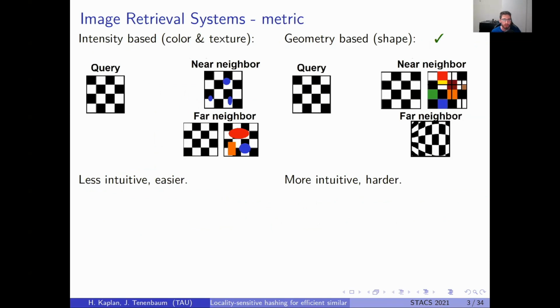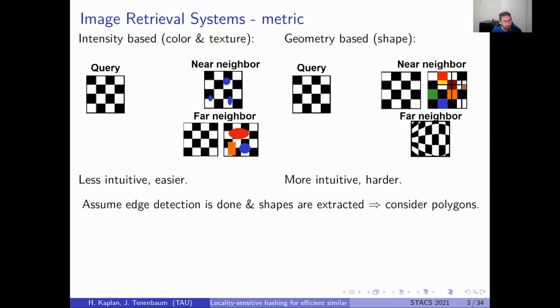There are two general types of metrics which define how similar two images are. Intensity-based metrics consider the color and texture at the pixel level. They are less intuitive, but easier. The geometry-based metrics, however, quantify how similar two images are based on the shapes they contain. Such metrics are more intuitive, but harder to define. In this talk, we focus on shape-based metrics. Specifically, we assume that edge detection is done and shapes are already extracted, so we consider polygons.